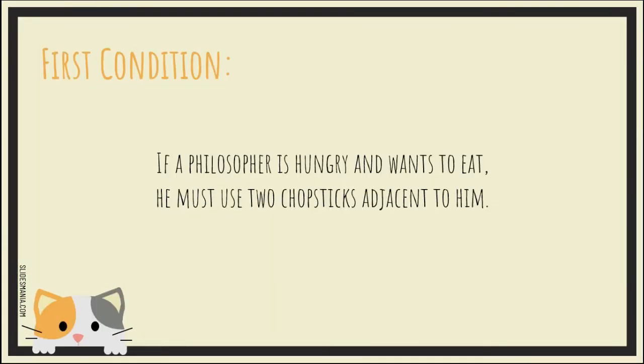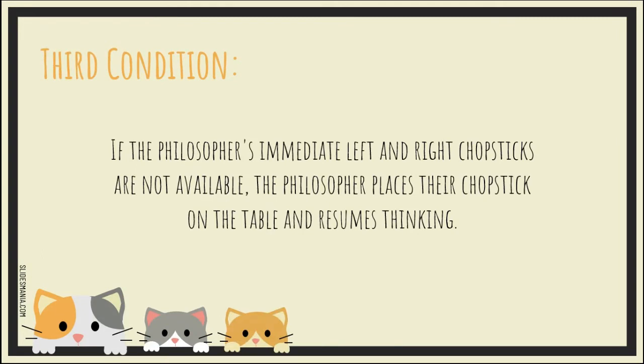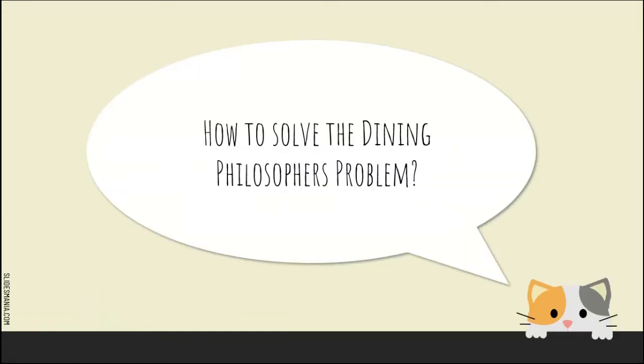First, if a philosopher is hungry and wants to eat, he must use the 2 chopsticks adjacent to him. Second, a philosopher can only eat if both his left and right chopsticks are available. And third, if the philosopher's immediate left and right chopsticks are not available, the philosopher places their chopstick on the table and resumes thinking.